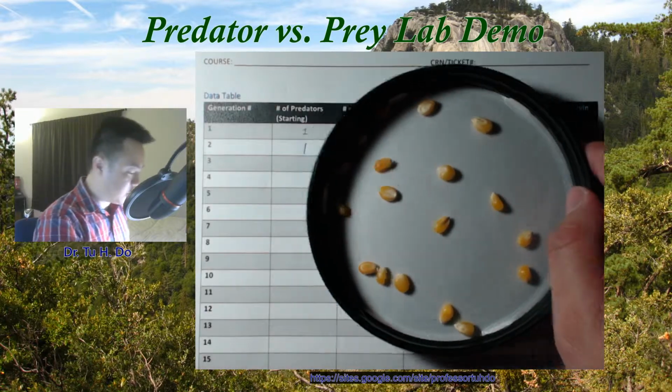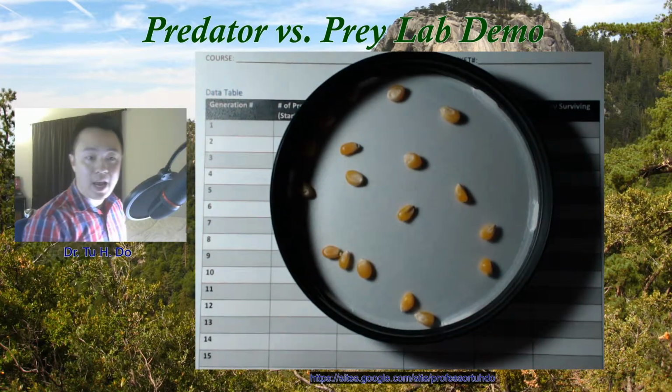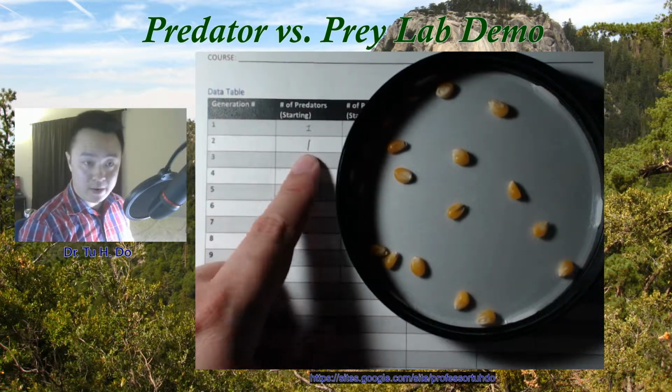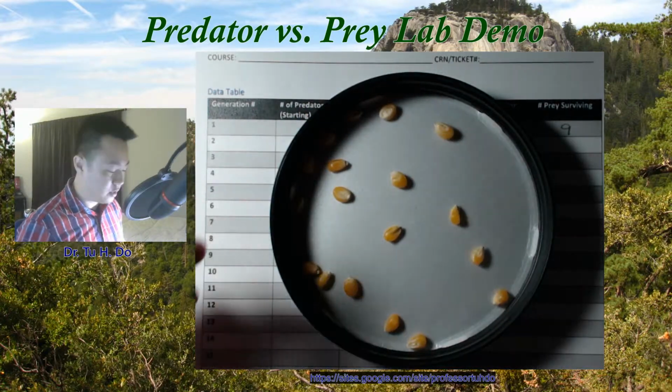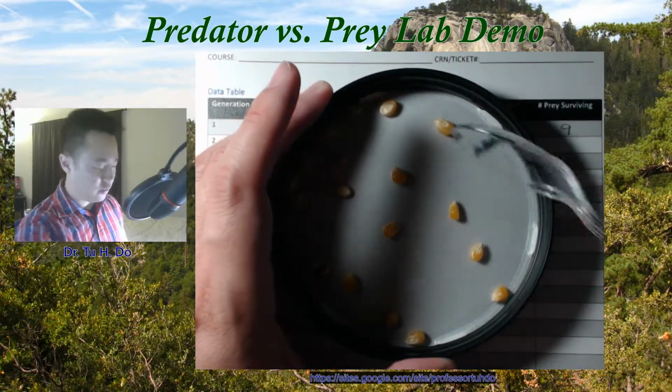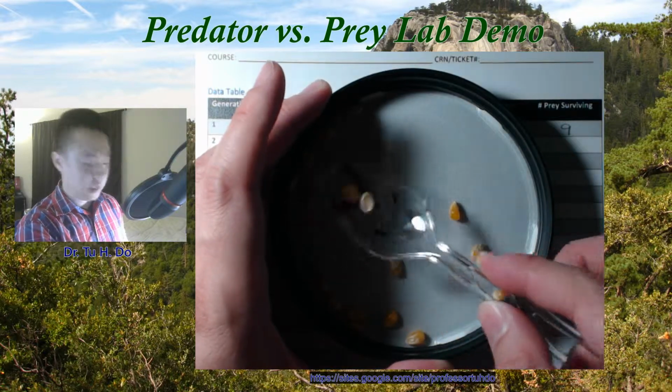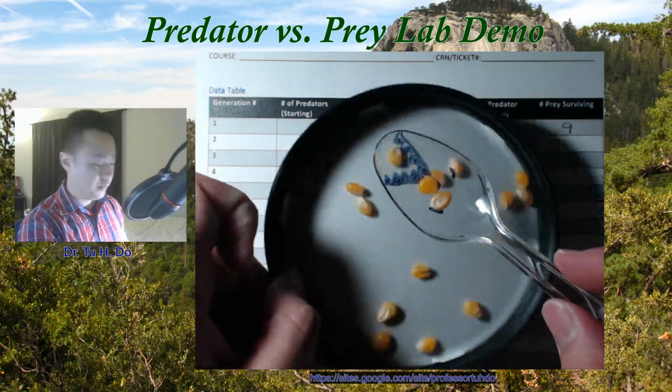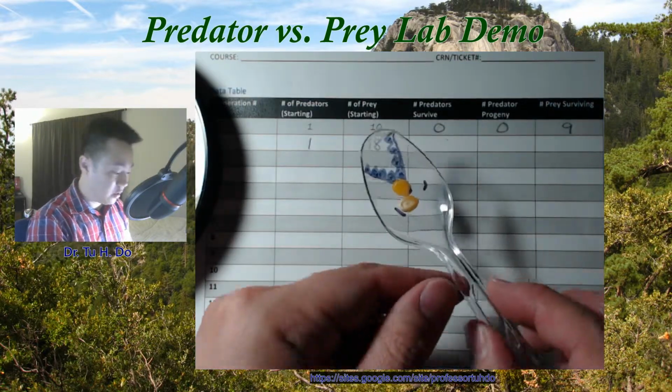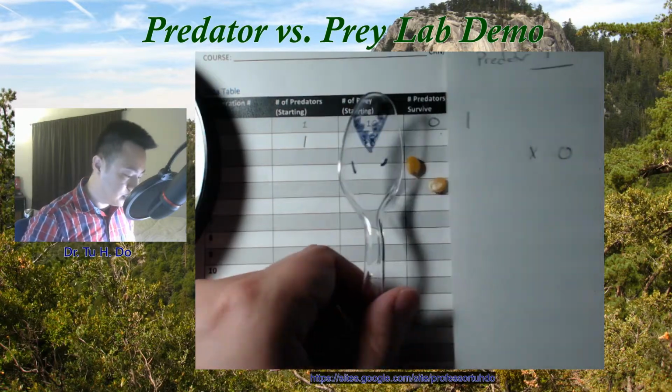I'm doing my generation number 2 run now with 18. I have 1 predator, so that means I only get 1 scoop. Here I go. Second generation, run this. 1, 2, 3. There we go. Wow, this predator caught 2.